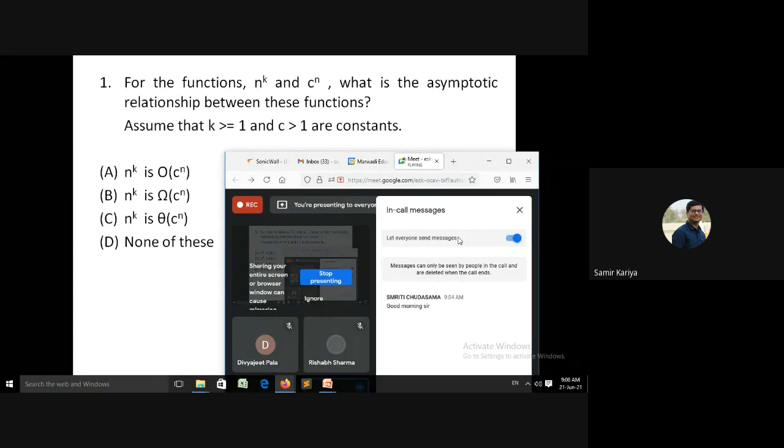I think all of you are aware of these two functions, n raised to k and c raised to n. Which one is higher, which one is smaller? As of now, don't take care about option C, theta, because we will discuss theta after 5 minutes. One answer from Baudit, that's option A. What about the other students? Smriti, A.